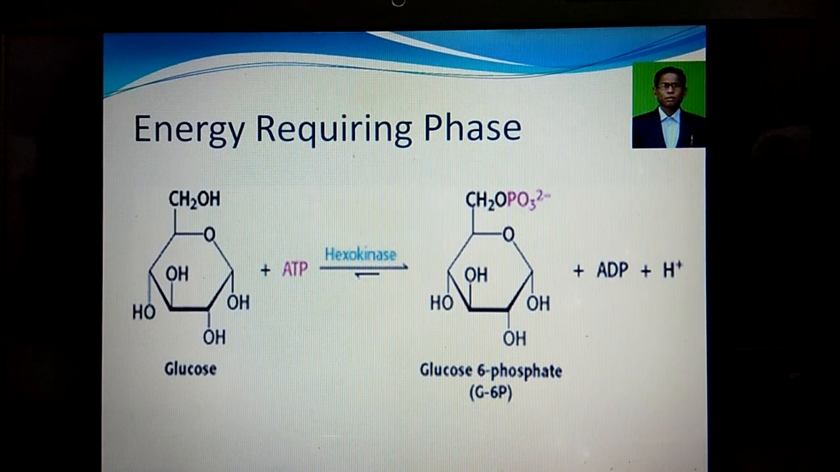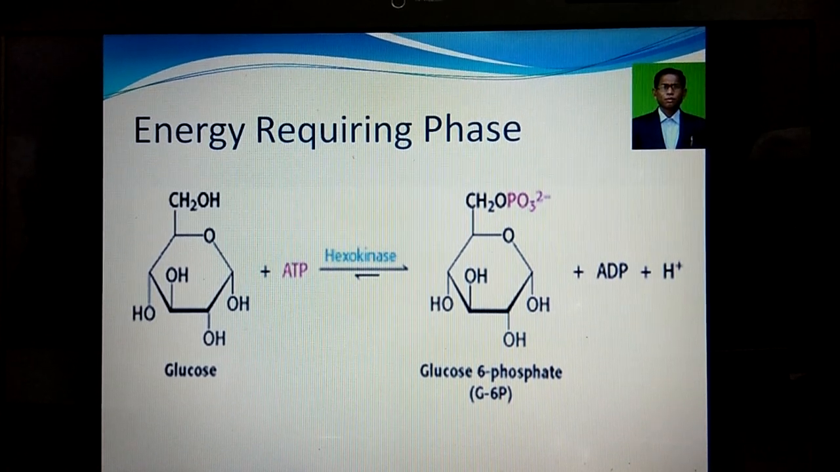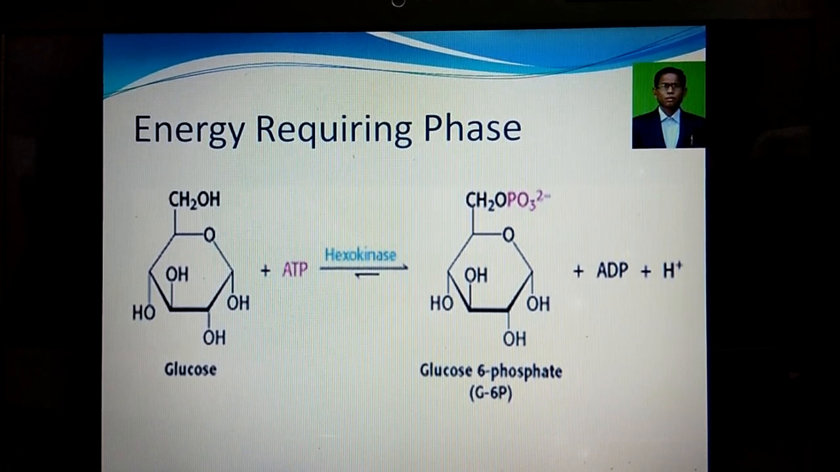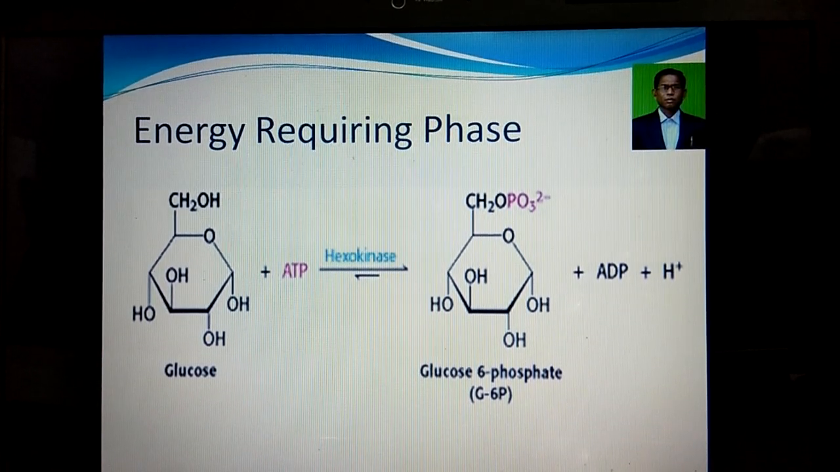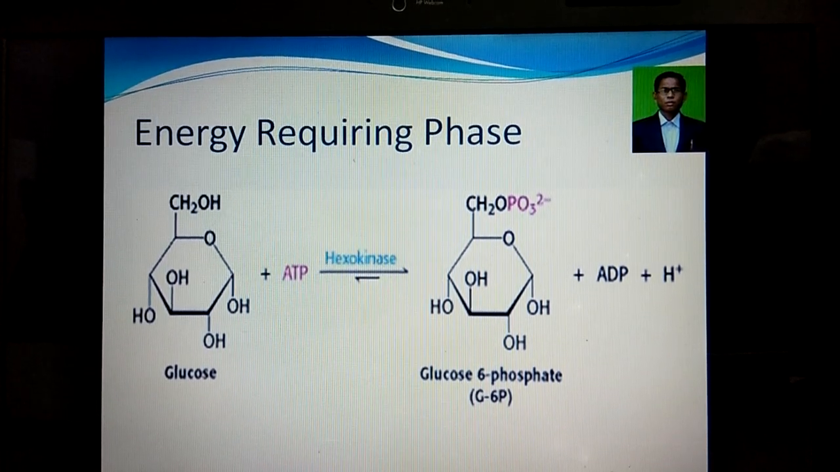In this phase, 2 ATP are spent to form an unstable sugar with 2 phosphate groups, which then splits to form 2 3-carbon molecules that are isomers of each other. Each step is catalyzed by its own enzyme. The energy requiring phase consists of 5 different reactions.